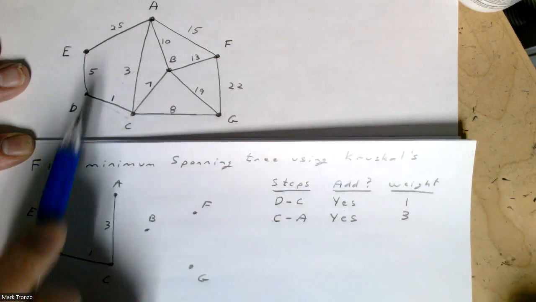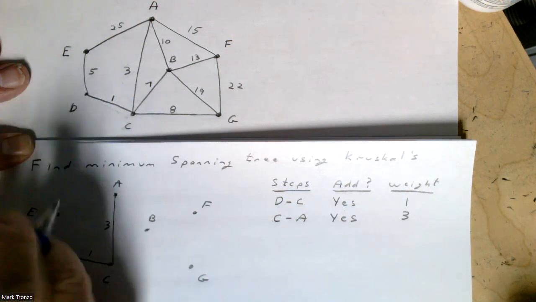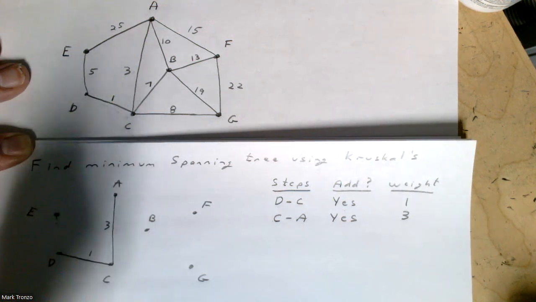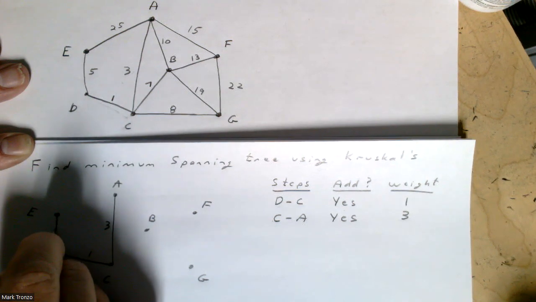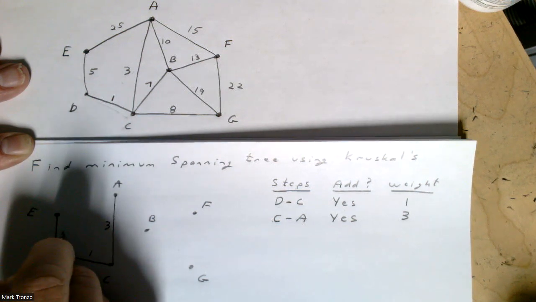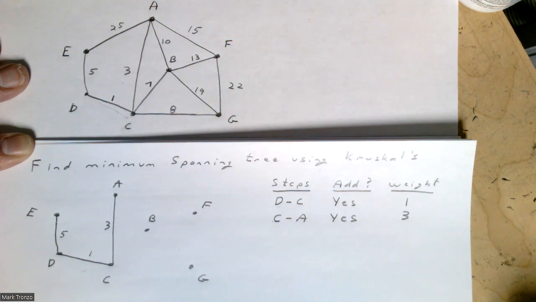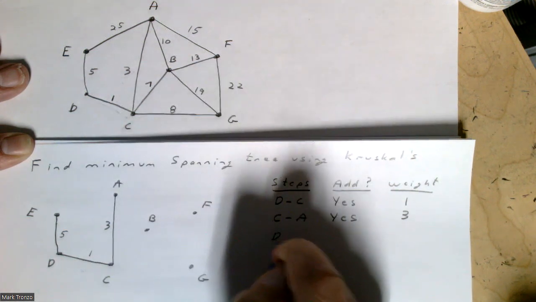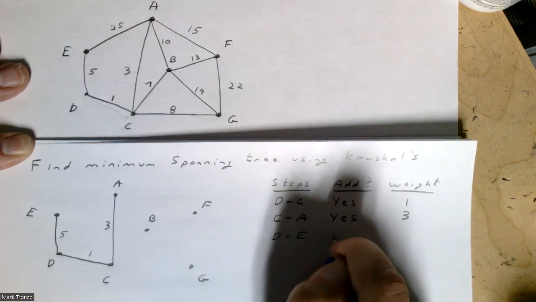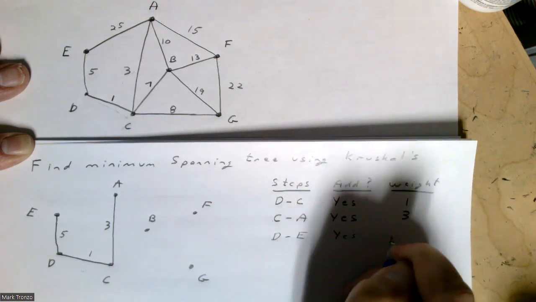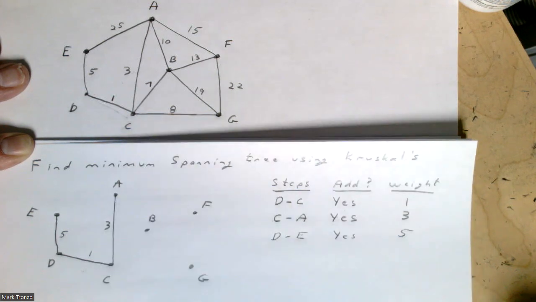And now 5 is the next smallest one. Again, remember, we will add these on unless it causes a circuit to appear. So this was DE or ED. That was a 5.